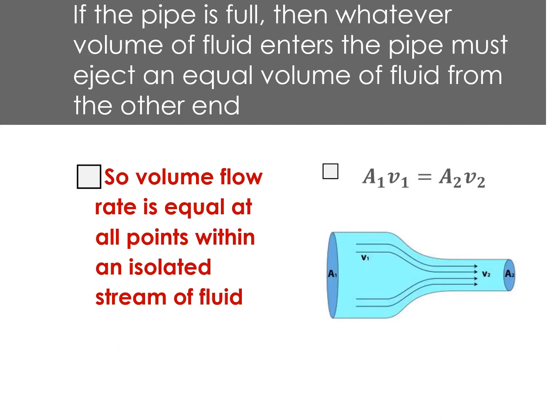Now, when we look at the pipe, if it is full, then whatever volume of fluid enters the pipe must eject an equal volume of fluid from the other end. With that being said, the volume flow rate is equal at all points within an isolated stream of fluid. So whatever comes in must equal what comes out.